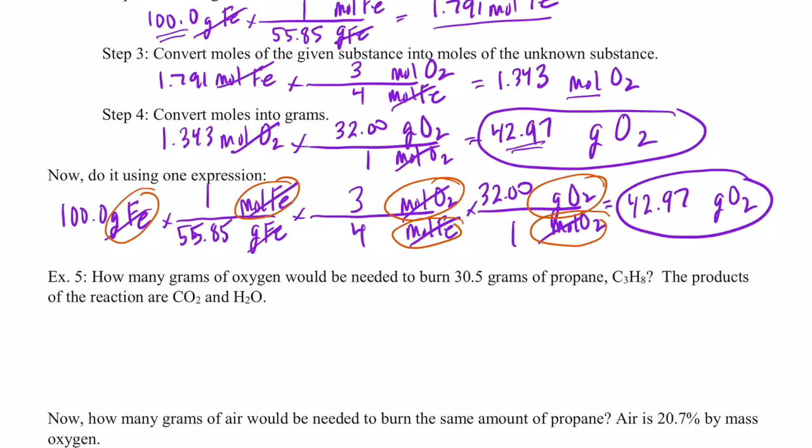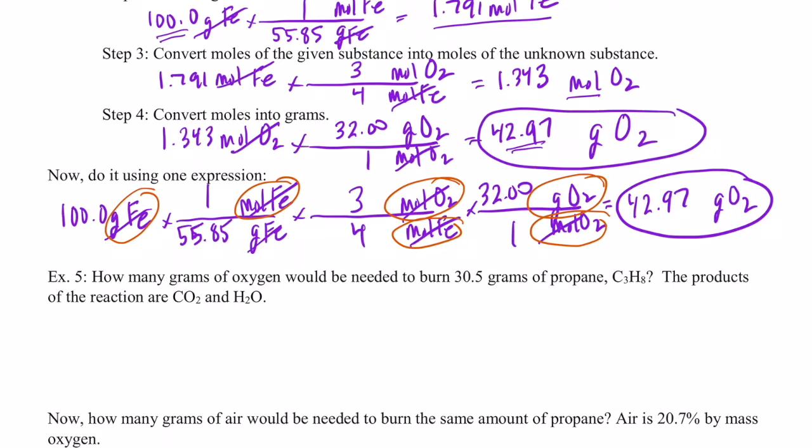So let's try example number 5. Why don't you try example number 5 by yourself? Now this is going to require you to write and balance an equation, kiddos, and then do all the steps of stoichiometry without my help. So try it. Don't be too scared. Try it. You might surprise yourself. So pause the video, and then when you're done, come back and we'll see how you did. Okay?